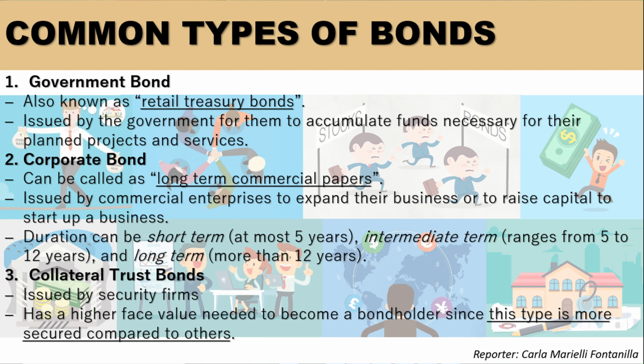So, in my opinion, or in any investor's opinion, the shorter bonds are a better investment than longer bonds because a higher interest rate is expected to accumulate. So, the potential of growing your money is greater compared to the larger ones. Okay? Next one is the collateral trust bonds. It is issued by security firms and has a higher face value needed to become a bondholder since this type is more secured compared to others. So, as far as I know, collateral bonds usually have at least 100,000 as face value.